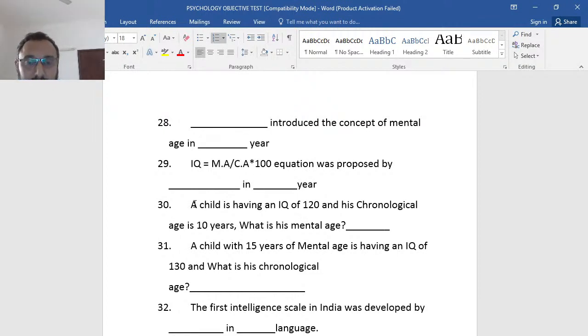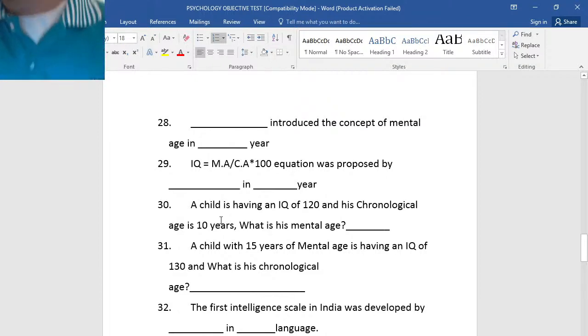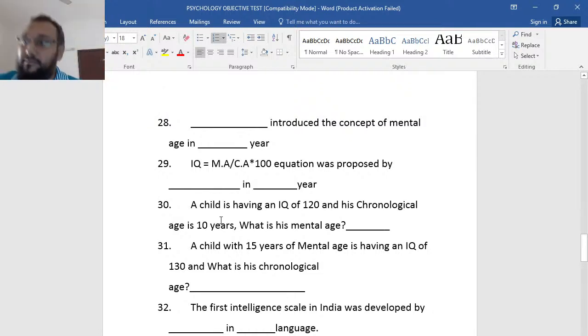A child with 15 years of mental age, just let me do the calculation, my children. One minute, give me the time. 15 mental age by CA multiplied by 100, 130 is his IQ level. Now, it will come nearly 12 point something, my children. Let me check this area. I will come back to you.